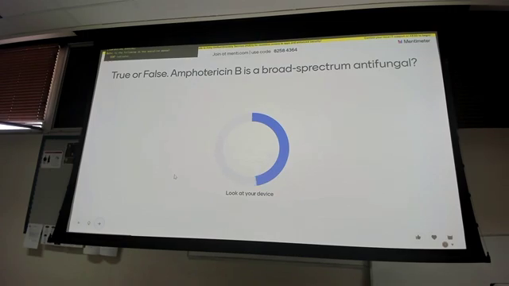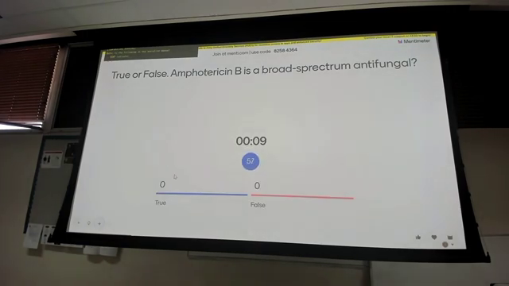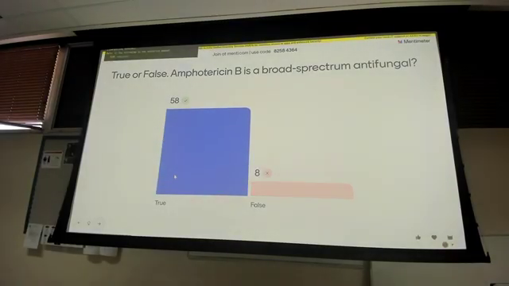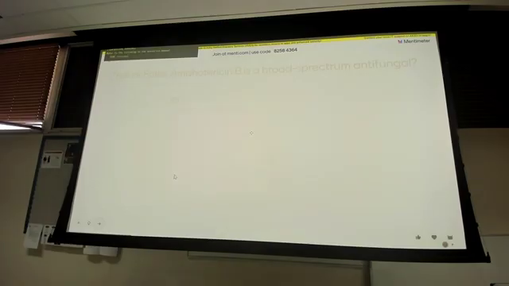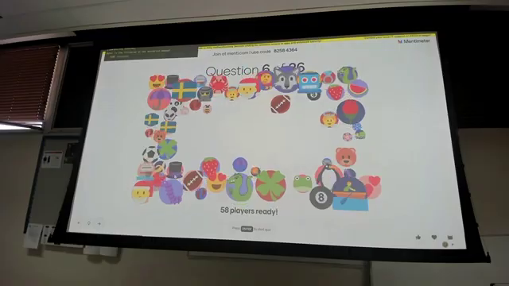Alright, true or false? Amphotericin B is a broad spectrum antifungal. Yes, true. So think of amphotericin as going to be the biggest gun for antifungals.